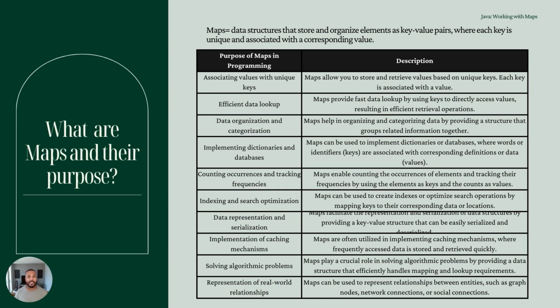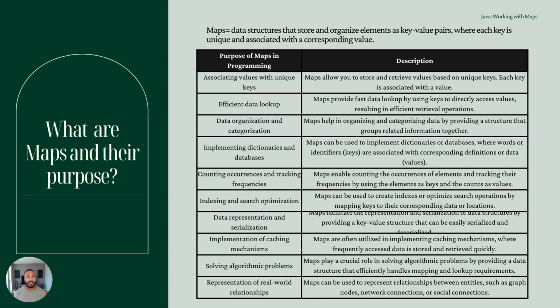Another purpose is data representation and serialization. Maps offer a convenient way to represent complex data structures such as configurations of settings using key value pairs. They also aid in data serialization, allowing easy conversion between data formats.